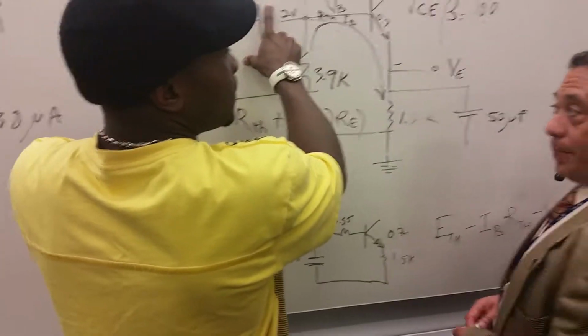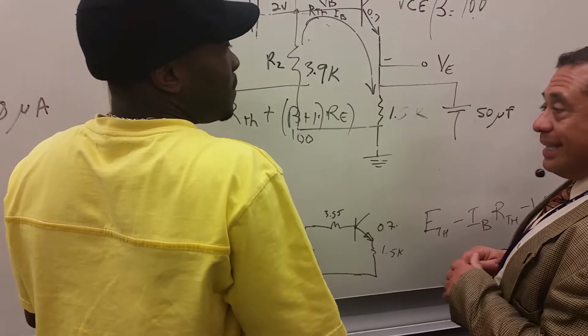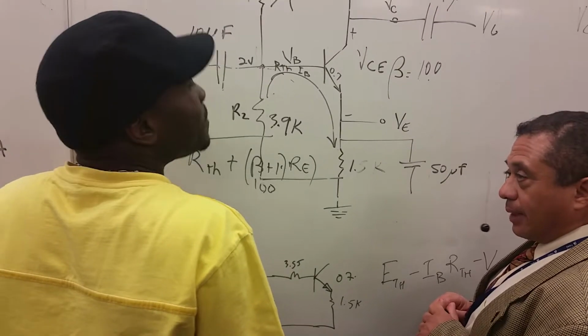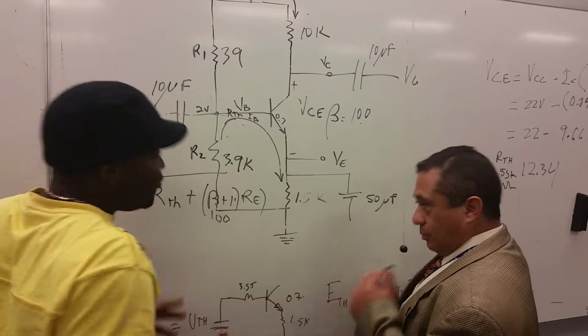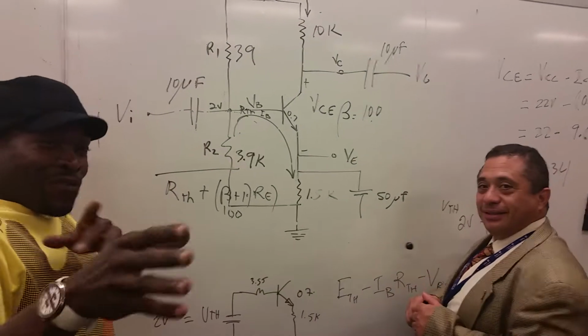You don't worry about the capacitor because Thevenin deals with DC, and the capacitor acts as an open circuit. Okay? You heard that? You get that?